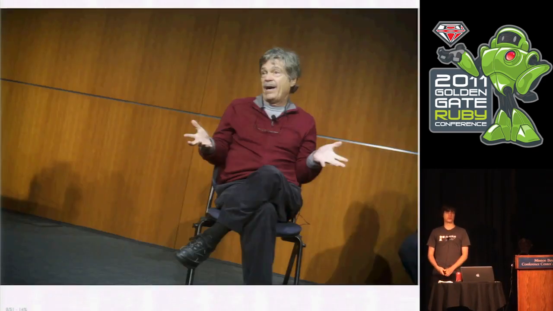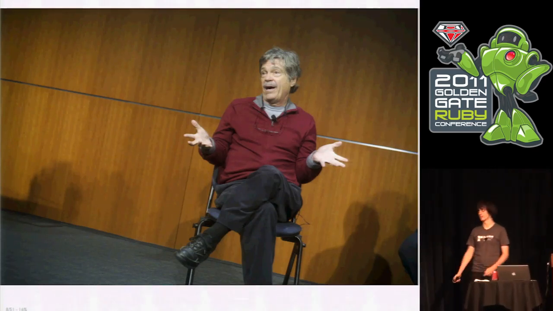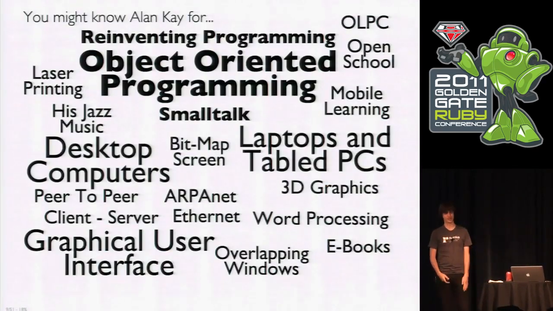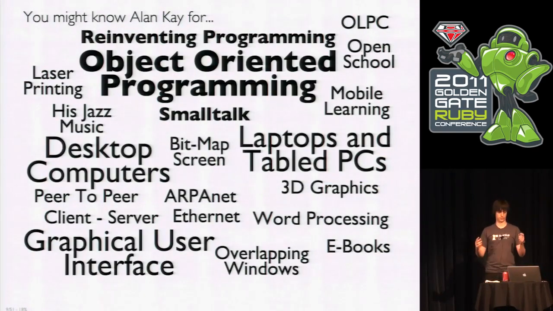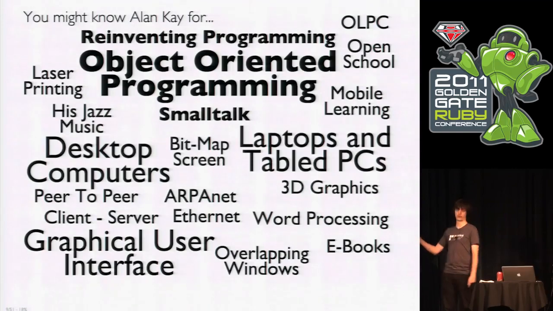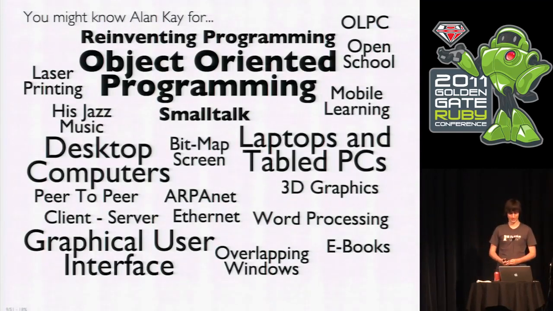So, who knows who this guy is? Okay. The rest of you, this is Alan Kay. You should know this guy. Why should you know him? Well, just pick one thing, whatever you feel like. Basically, he's involved in a lot of technology you're probably using at the moment. He has already been quoted today. That's his way of predicting the future, by inventing it, basically.